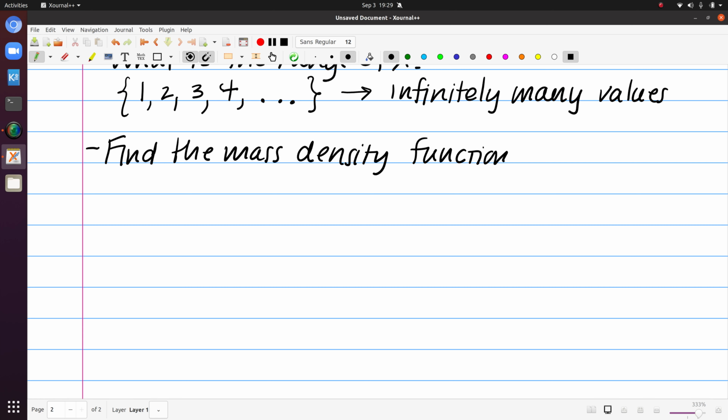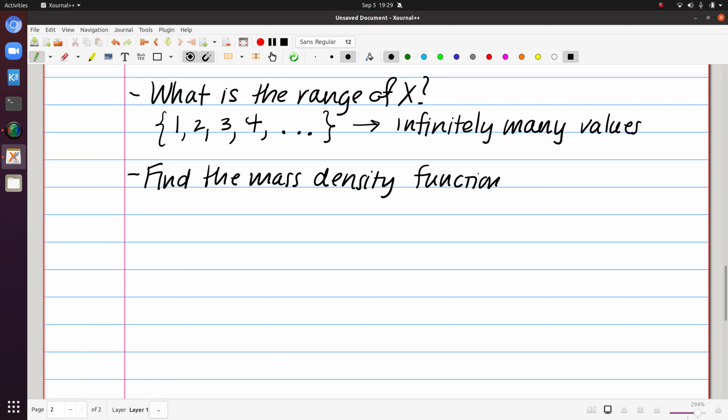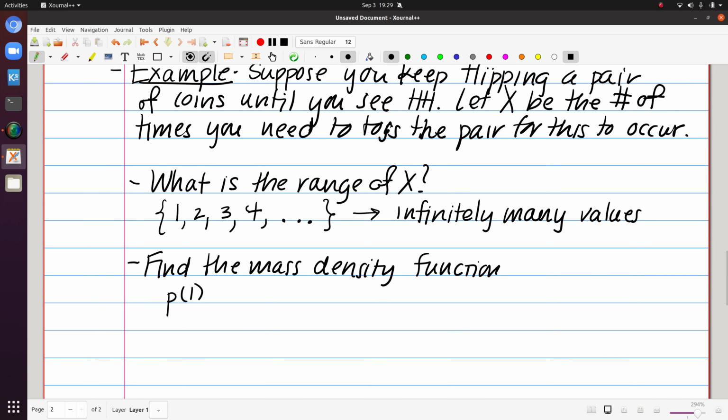Instead, the goal is to try to come up with some kind of pattern so we can come up with a general representation for, say, p of k. To do that, think of the first several. So p of 1, in this context, is saying what's the probability that it takes one toss of 2 coins to see heads.